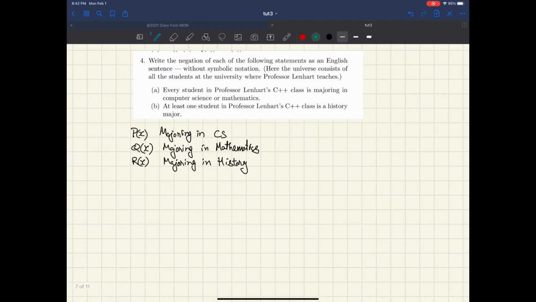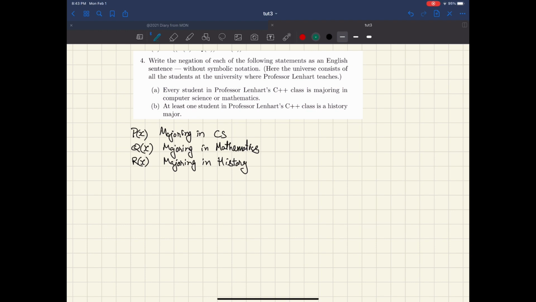Moving on to question 4, it says write the negation of each of the following statements as an English sentence without the symbolic notation. The universe consists of all the students at the university where Professor Lenhart teaches. Part A says every student in Professor Lenhart's C++ class is majoring in computer science or mathematics. Part B says at least one student in Professor Lenhart's C++ class is a history major.